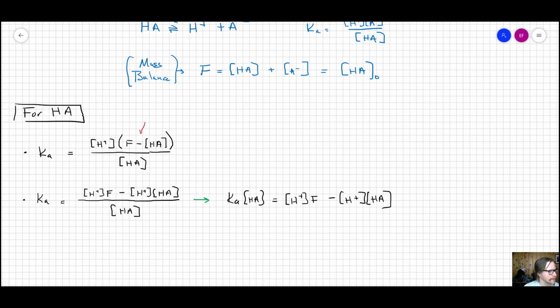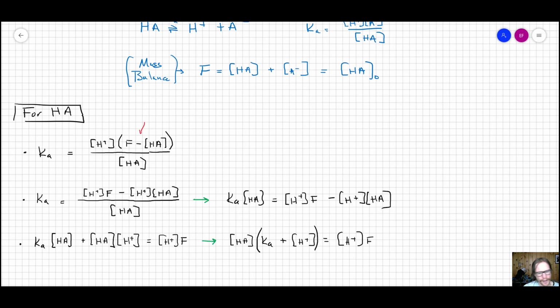Now multiply both sides by HA to clear out the denominator, and I get this new expression. Okay, now I'm just going to move both of the terms with HA in them to the left side of the equation, which is what I get here.